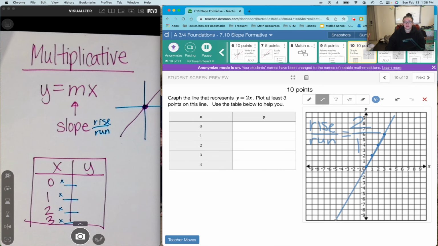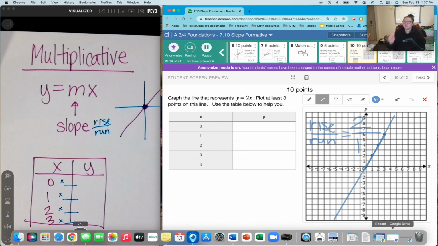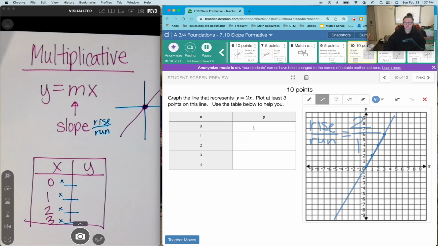Just putting a dot on the origin, I gave you points. Even if you didn't get the line correct or you got everything else wrong, if you had a point on the origin, that lets me know you know this is multiplicative. So that's one way to solve it.